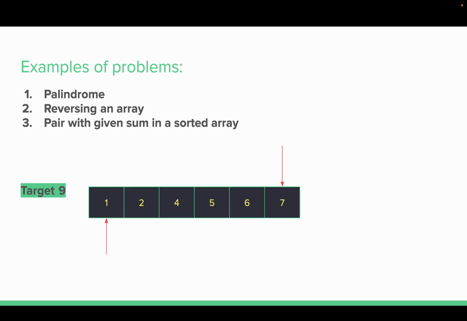The next example: given an array of integers, find a pair that sums up to the target. In this case, the target is 9. The pointers point to 1 and 7. The sum of 1 and 7 is 8, which is less than the target. This is a sorted array, so if the value is less than the target, you increase the starting pointer by 1. Now the value is 9, so the condition is met. If the value is greater than the target, you move the end pointer by 1 towards the start pointer.